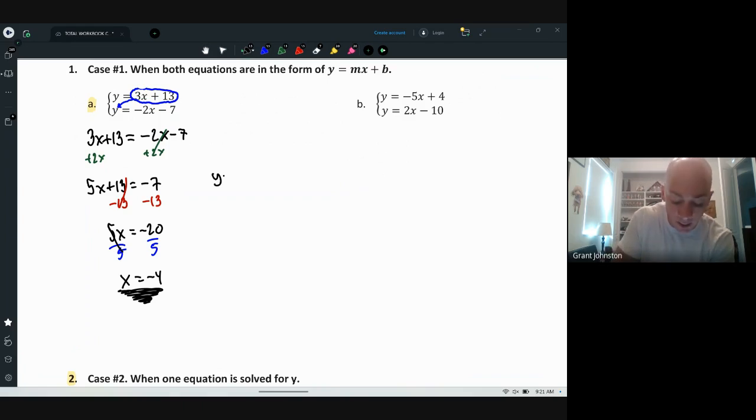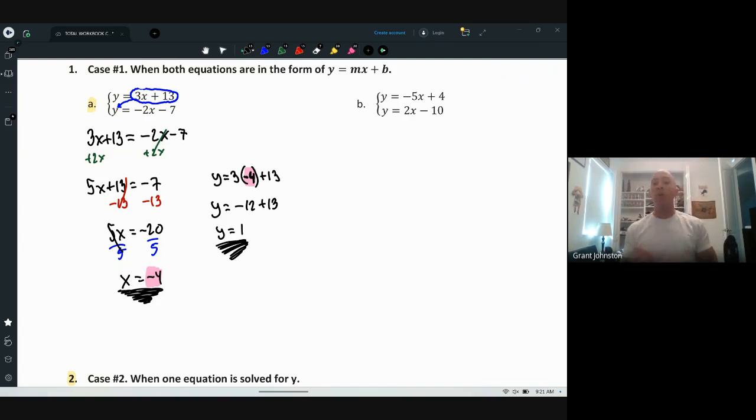So y equals 3x plus 13, but x is negative 4, so I put a negative 4 in there. Plus 13. Then y equals 3 times negative 4, which is negative 12. Negative 12 plus 13 is 1. So y is 1. I've solved the system: x is negative 4, y is 1. Now it does say write your final answers as an ordered pair.